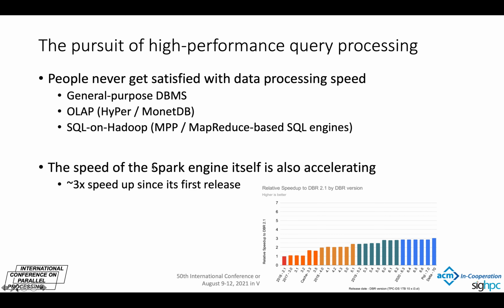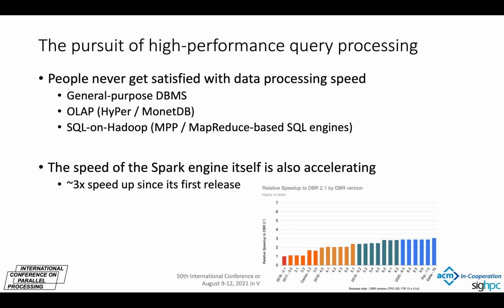First of all, we all know that the pursuit of high-performance query processing is endless. We people never get satisfied with data processing speed. Firstly, we got general-purpose database management systems for structured data analysis. Then we've got OLAP systems such as Hyper, MongoDB for more advanced analysis. Then, as the data we process grows, we've got SQL on Hadoop systems such as MPP systems or MapReduce-based SQL engines to process the large amount of data among the distributed cluster.